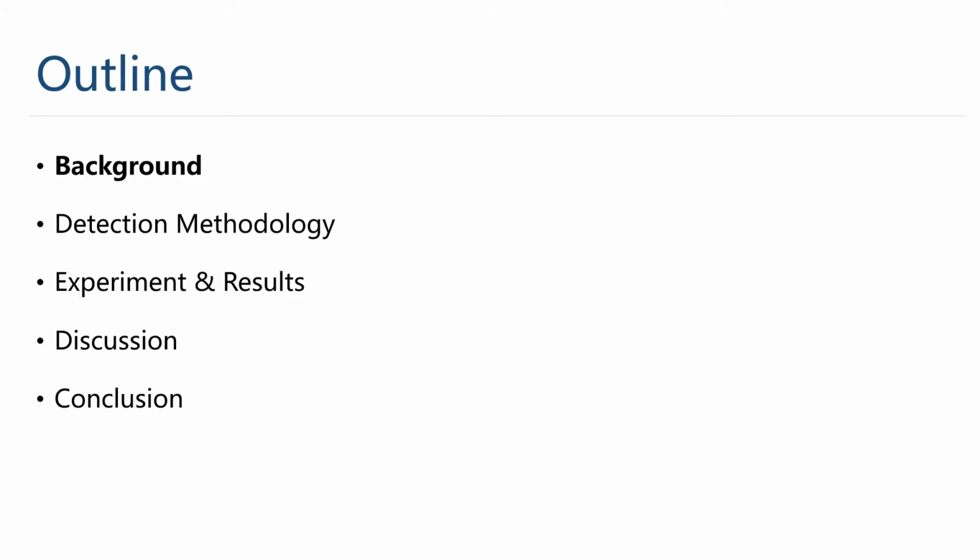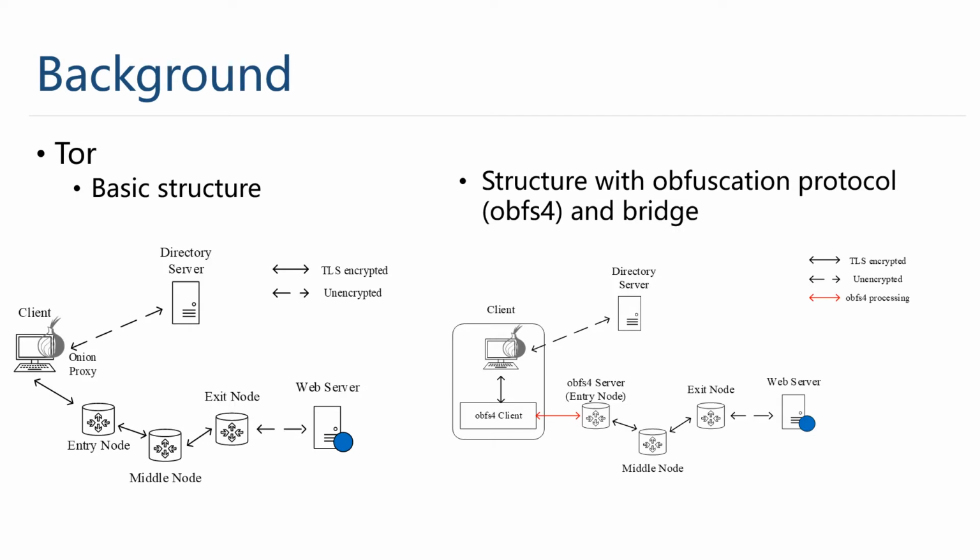Now I will introduce the background. The detection of Tor traffic is based on the traffic captured from the client side. It can be seen from the basic structure that Tor traffic can be identified by TLS fingerprints. But when the bridges are used, traffic is pre-processed by the obfuscation protocol. Machine learning is a better choice for detection.